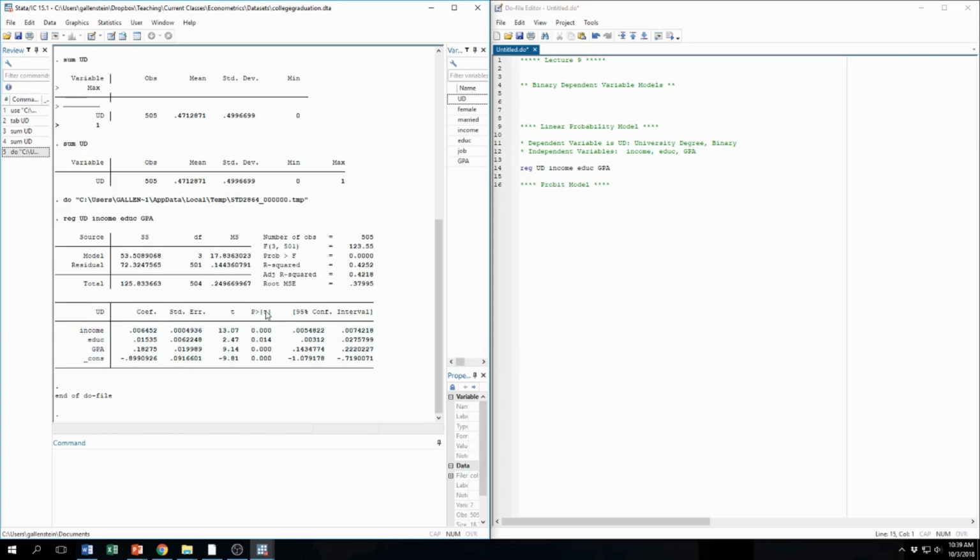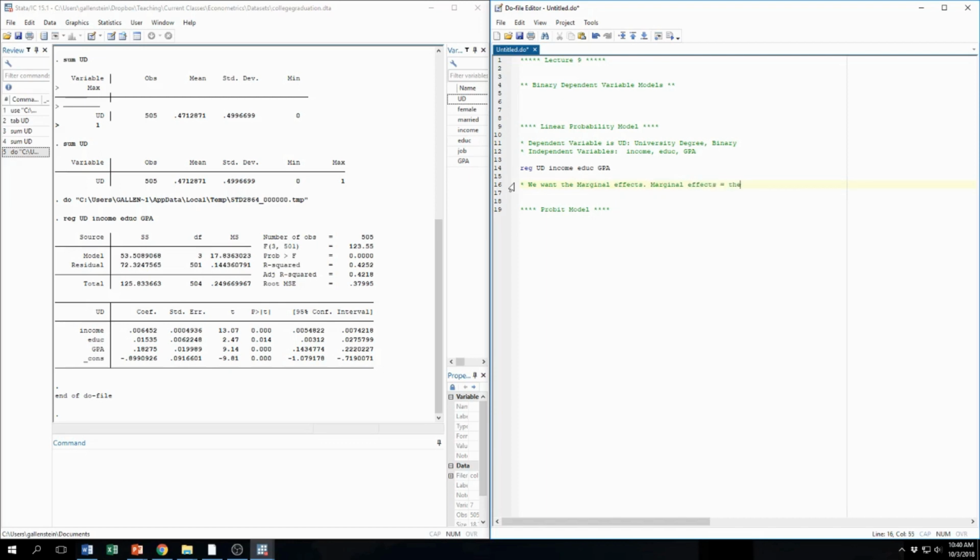Really, the thing that's different here that we need to focus on is how do we interpret the coefficients. Now, if you remember, and I'm just going to make a note over here to make it really clear, we want the marginal effects. All right, marginal effects.